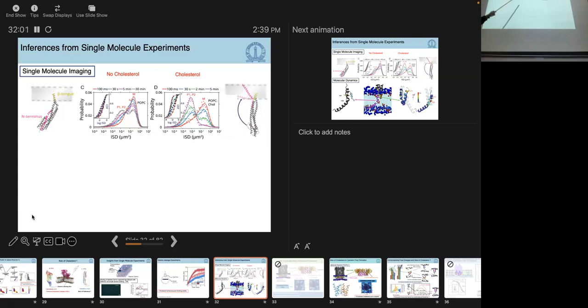So you find that the distribution largely remains in the case of no cholesterol. It's much faster. You're starting to see a peak with slower displacements, but by and large, this peak slowly starts to emerge over a period of 30 minutes. In the case of cholesterol, on the other hand, this is 100 milliseconds. And at 5 minutes, you move to a slow moving population, right? So cholesterol is clearly playing a role in actually slowing down the dynamics of the molecule.